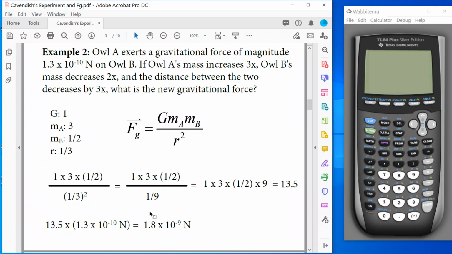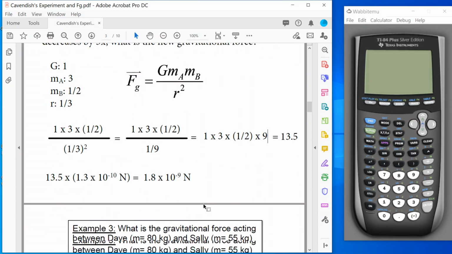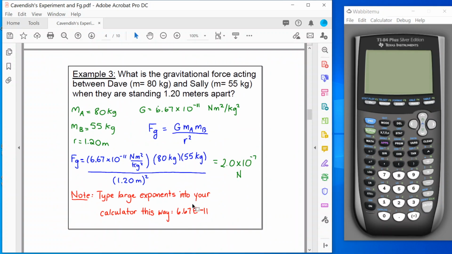When you have a fraction within a fraction, you can do kiss and flip. So this division here turned into a multiply, and then 1/9 flips, so it becomes 9/1, which is really just 9. So when you do this, 1 times 3 times 1/2 times 9, you should get 13.5. So our new gravitational force is 13.5 times the original force. And you should try typing it in your calculator just to make sure that you get the same answer as me. And hopefully you get 1.8 times 10 to the negative 9 newtons.